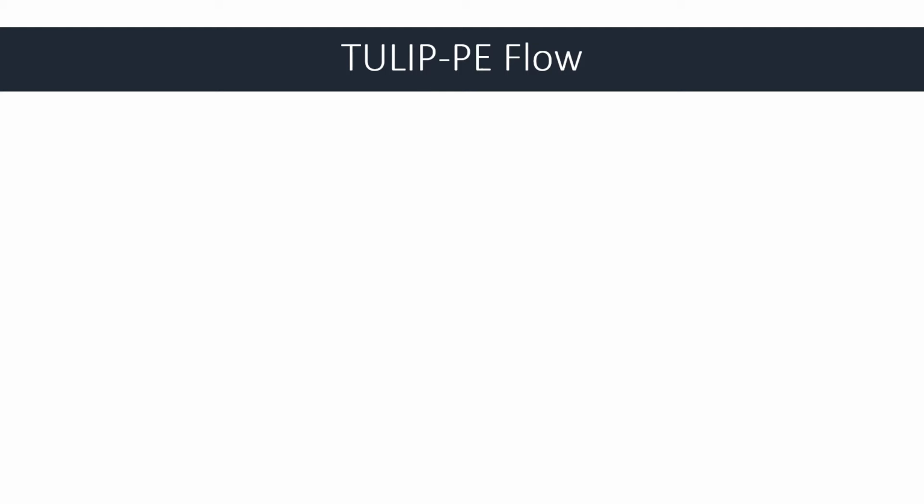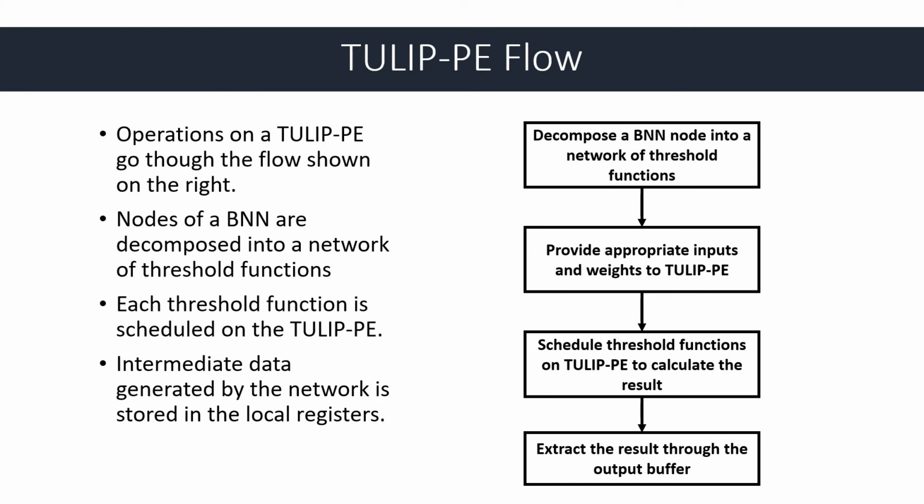The nodes in a BNN are large threshold functions with typically 1,000 inputs or more. The flow shown on the slide helps to execute these BNN nodes on a TULIP-PE. First, each node is decomposed into a network of smaller threshold functions. Then, with appropriate inputs available to the PEs, these threshold functions are scheduled on the neurons. All the intermediate data generated within the network are stored on the local registers. Finally, the result of the TULIP-PE is extracted through the output buffers.